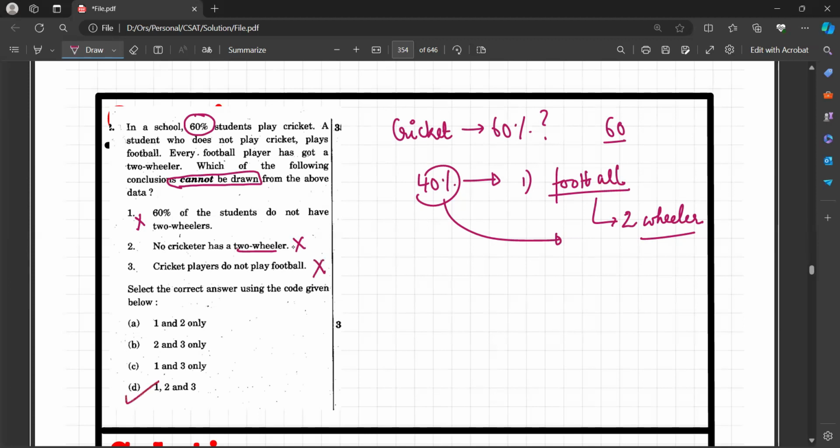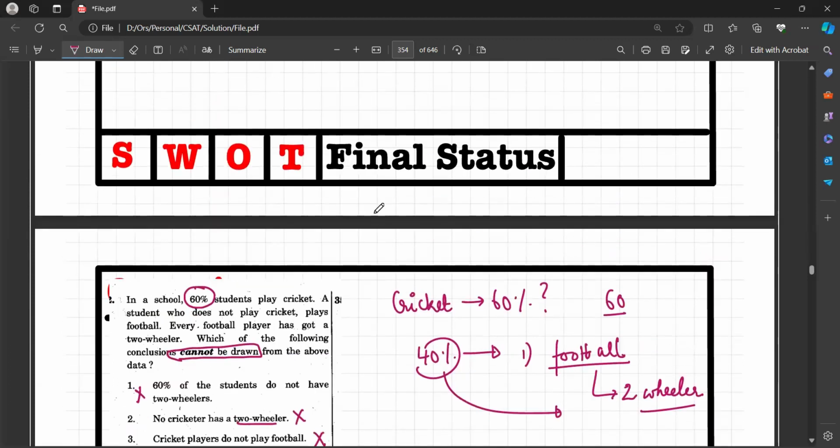So your answer would be 1, 2, and 3. Clear? I hope you have got it. Let us proceed to the next problem.